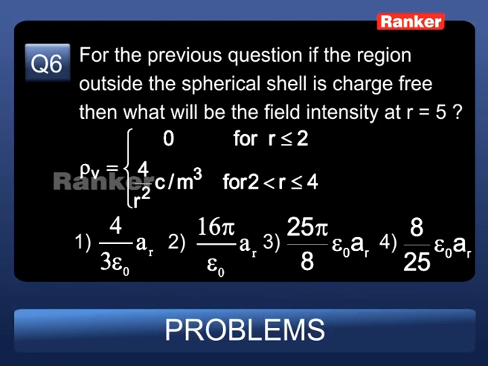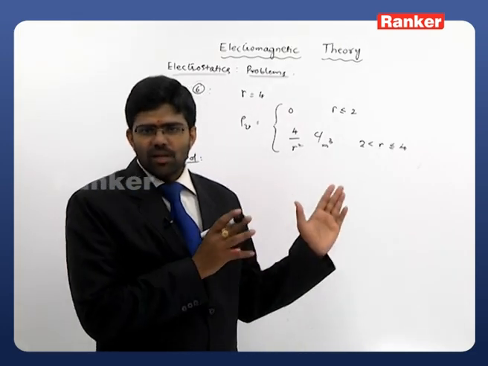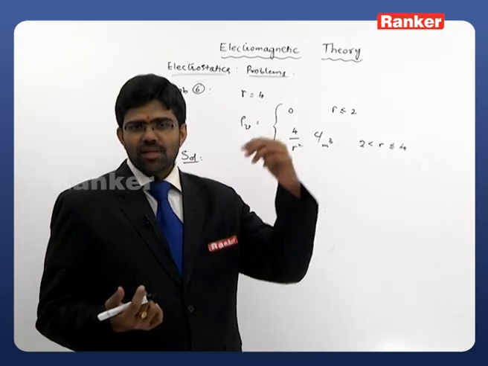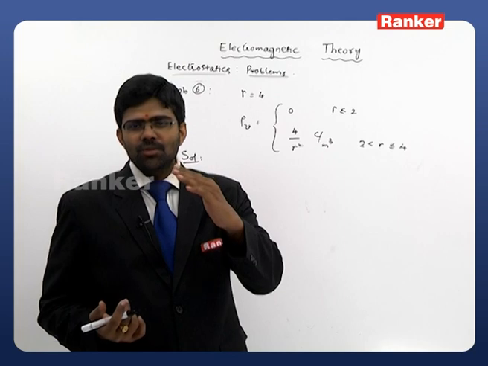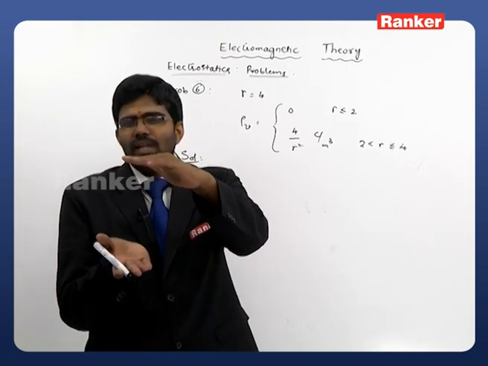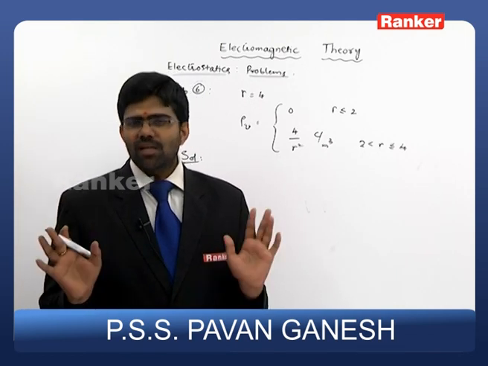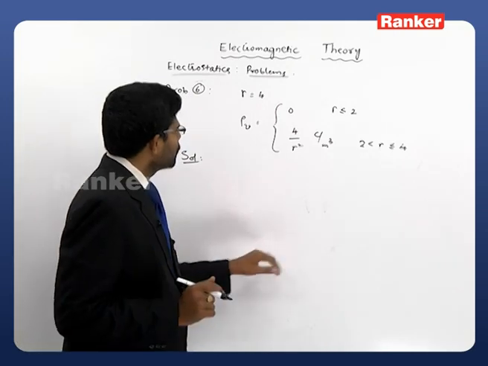Question number 6. For the same question given in our previous problem, if the region is outside the spherical shell, then what will be the electric field intensity at R is equal to 5? We need to calculate the electric field intensity at radius equal to 5 for the given charged shell. The same data was given, but here we need to calculate the electric field intensity at a different location. In the first case at R is equal to 2, in the next R is equal to 3, in between the two spheres we considered. Now beyond all this, at R is equal to 5, we are supposed to calculate the electric field intensity. So the same data was given.